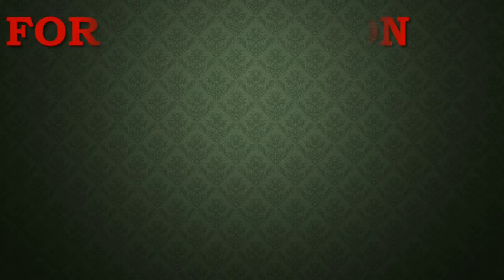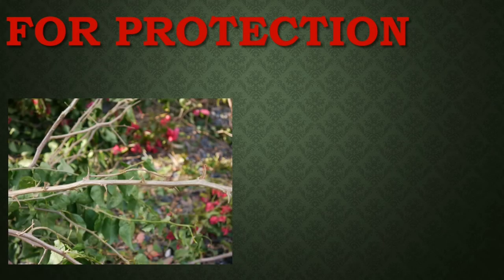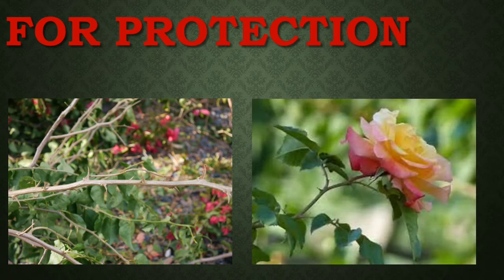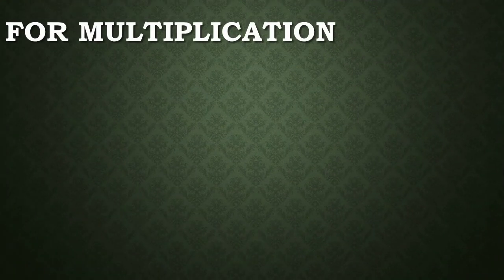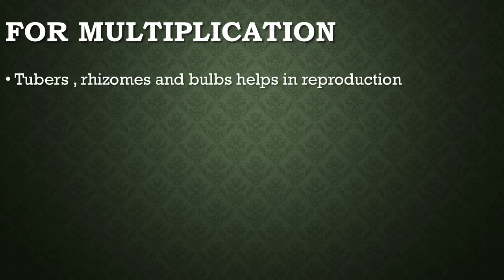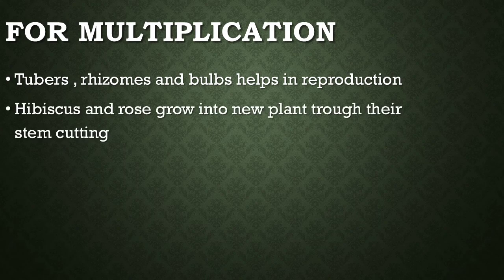For protection, in some plants, stems are modified as thorns to protect the plant from being eaten by animals, such as bougainvillea, and some plants produce hard and sharp prickle-like structures, like in rose. For multiplication, tubers, rhizomes and bulbs help in reproduction of plants. Hibiscus and rose grow into new plants through their stem cutting.